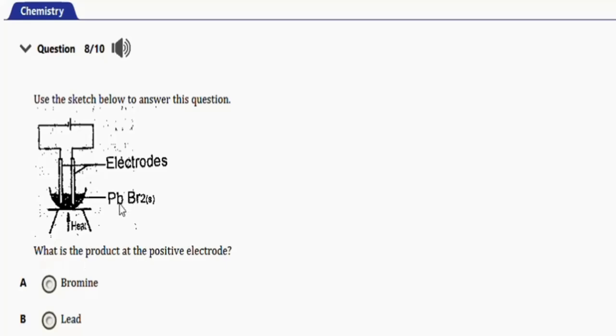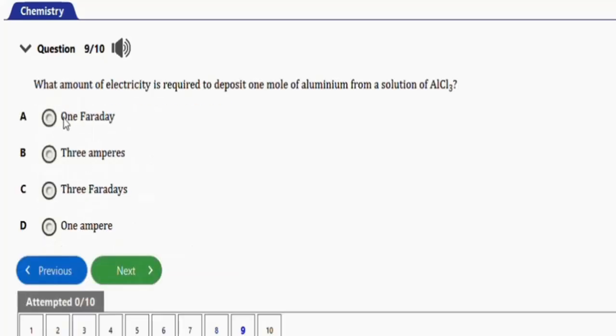It says what is a product at the positive electrode? So we have, this is lead bromide. Remember anions migrate to the anode whereas cations migrate to the cathode. So what's the product at the positive electrode? The positive electrode is the anode, right, in an electrolytic cell. That means the anion migrates to the anode. The anion here is bromine. Alright, so the right option is option A. So the next question is this one.